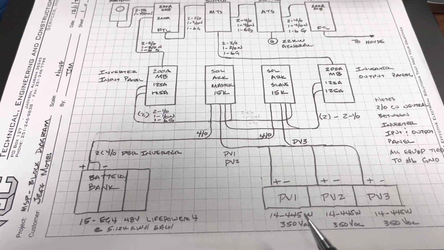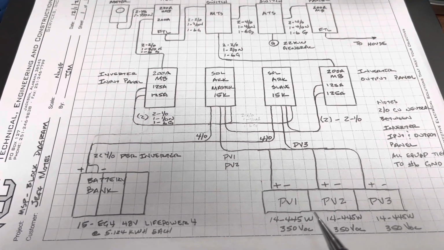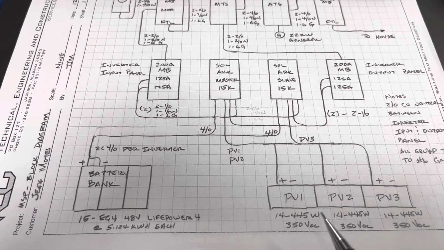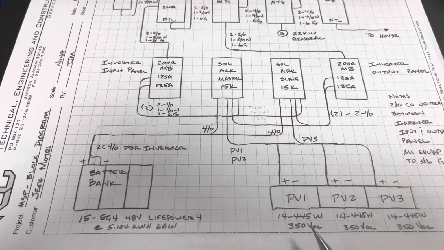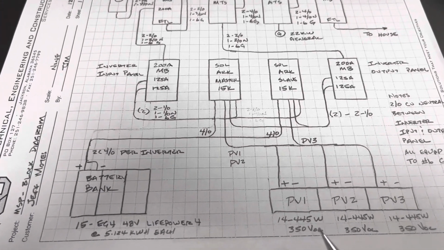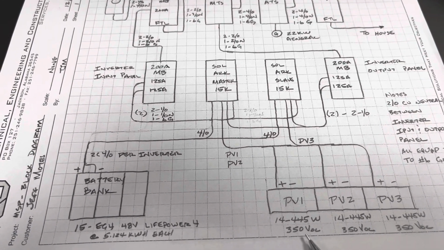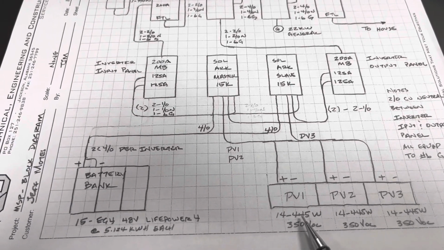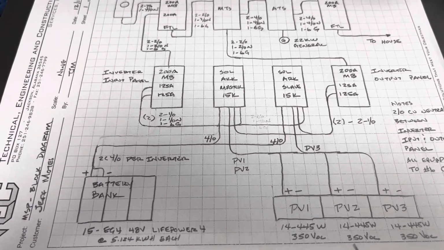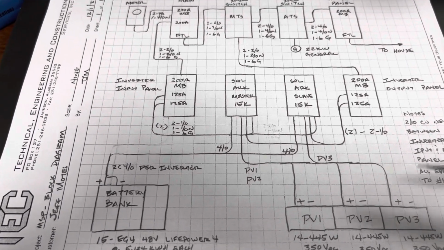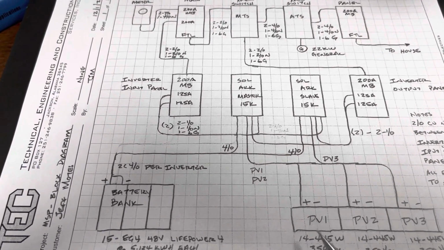And I think the maximum point power is like 20 amps or close to 20 amps. I'd have to look it back up. I don't remember. But the open circuit voltage is 350 volts. I remember that. I don't remember what the current is right now. But anyway, I've got 3 of those.